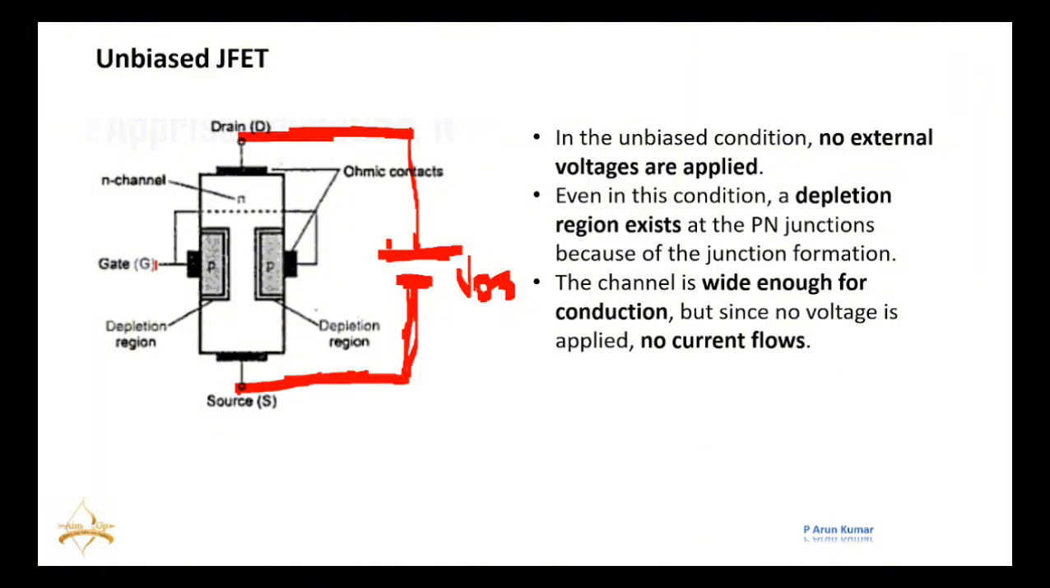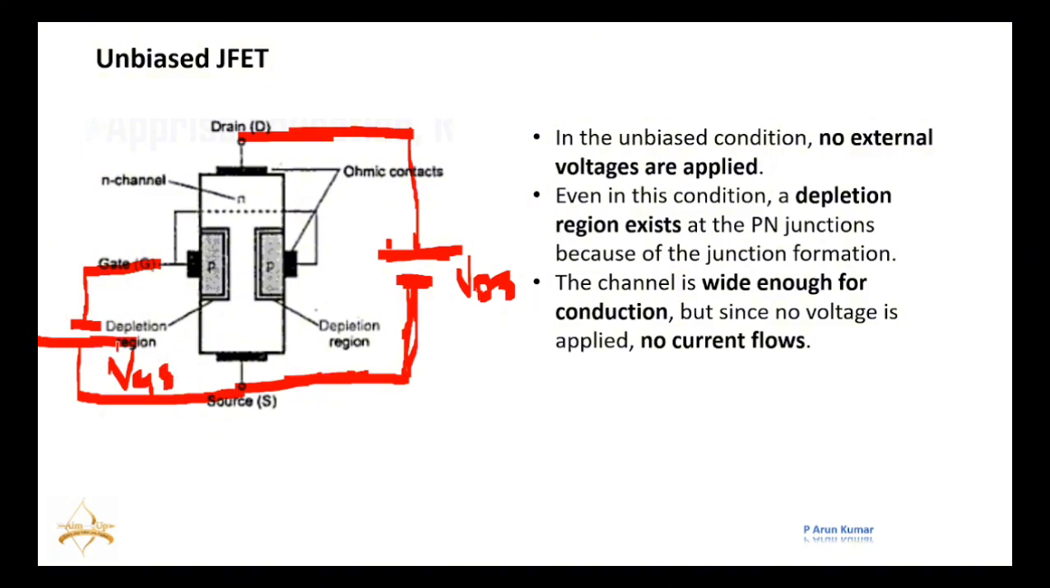Now, with the help of this gate terminal, by applying some amount of voltage, we have to control these electrons. In this case, we are applying a reverse voltage at the gate terminal. Reverse voltage means this P should be connected to the negative, and here we give positive to the source. This voltage we are calling VGS.